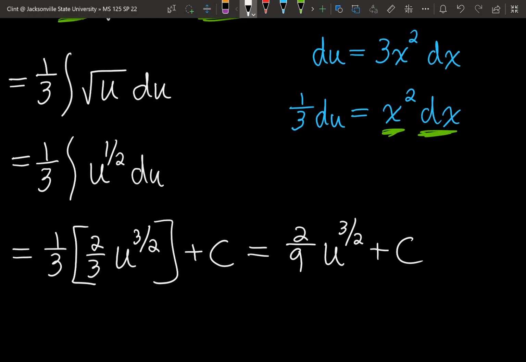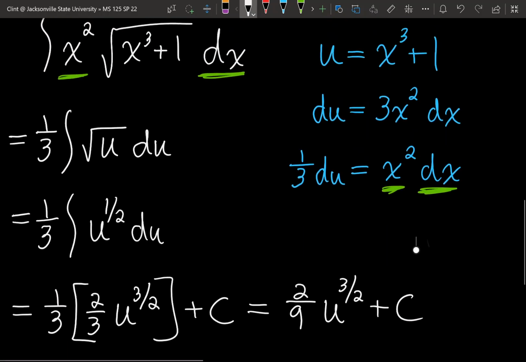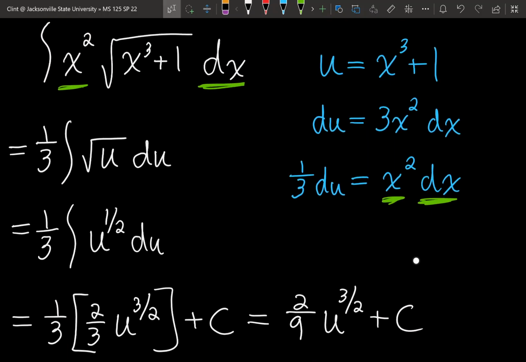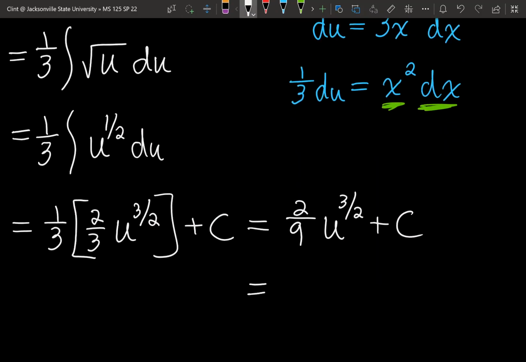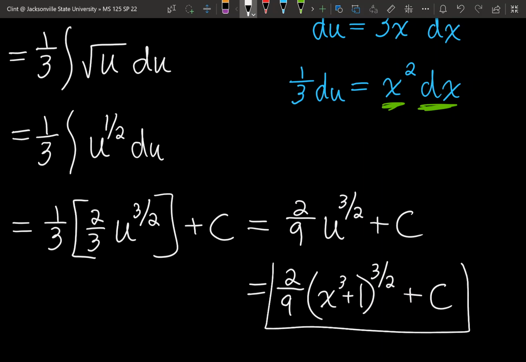And then we don't want to leave it like u, we want to rewrite it in terms of x. So u was x cubed plus 1. That's what we used. The final answer, we got 2/9 times x cubed plus 1 to the 3/2 plus c. We're just done doing our substitution there.